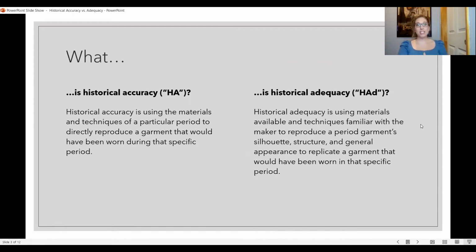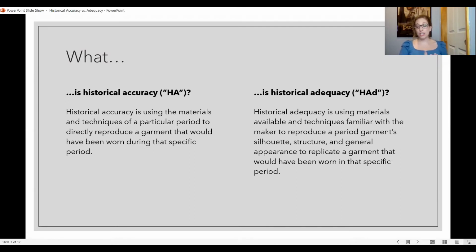Okay, so what is historical accuracy and what is historical adequacy? Historical accuracy is using the materials and techniques of a particular period to directly reproduce a garment that would have been worn during that specific period. Historical adequacy, and I did abbreviate them both because writing them out throughout this whole presentation would have driven everybody nuts, is using materials available and techniques familiar with the maker to reproduce a period garment's silhouette, structure, and general appearance to replicate a garment that would have been worn in that specific time period.